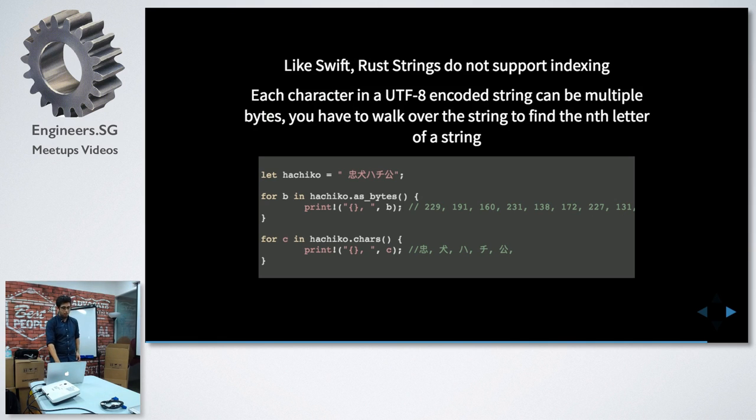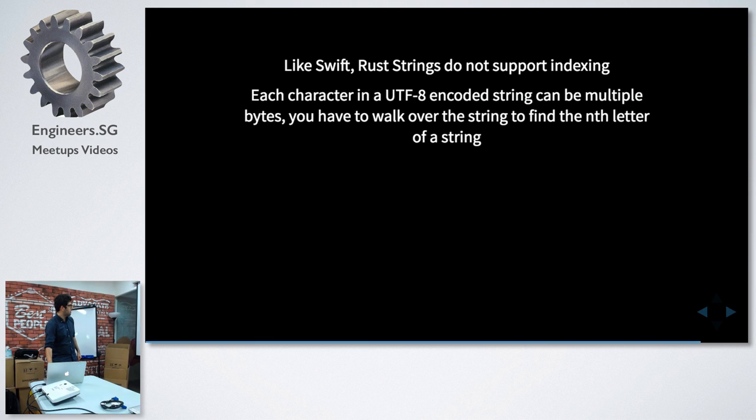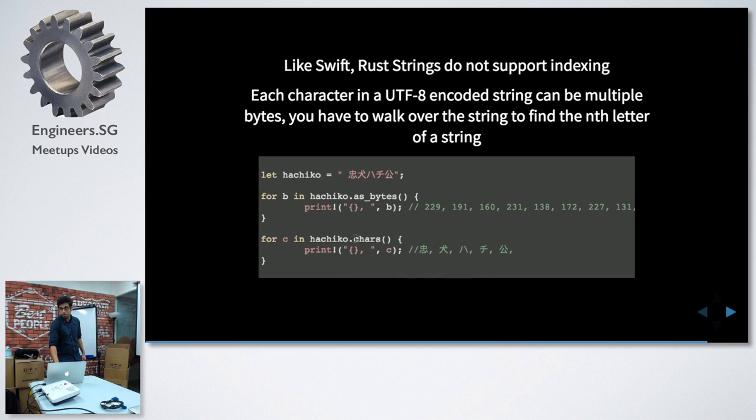For example, over here I have a Japanese string. If I want to go through the human-readable characters of this string, I can call this method. It will iterate through the characters one by one. But if I want to use the bytes, I can also use the bytes directly. So Rust makes this explicit to the programmer from the get-go.